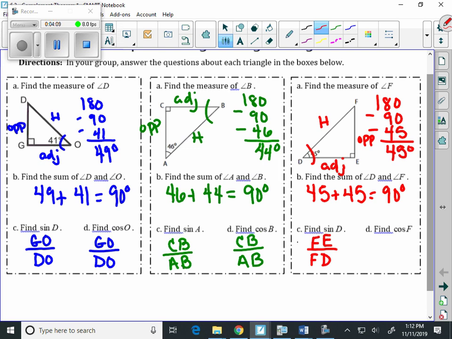If we relabel here, the hypotenuse isn't going to change, by the way. It's still the hypotenuse here, but if we label with respect to angle F, here's our opposite and here's the adjacent. And our cosine of angle F is FE, the adjacent side, divided by the hypotenuse, which is FD.